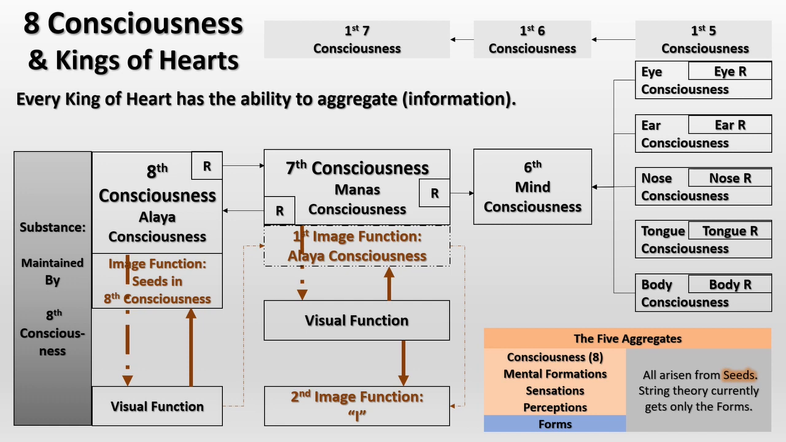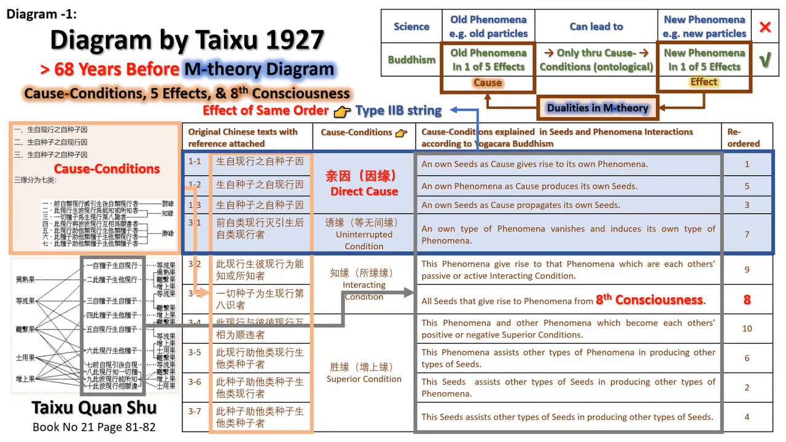The next to get triggered are the first six consciousnesses. To cut it short, the sixth consciousness has root in the seventh consciousness. Note that all functions of the five aggregates arise from seeds. The first four are mental factors with the last one physical. As we shall see shortly, strings in string theory are seeds. What string theorists have gotten so far is just the last one, which is the form aggregate. Let us dig further in.